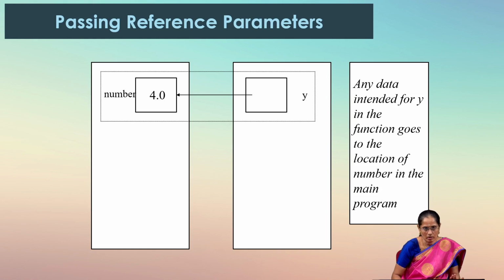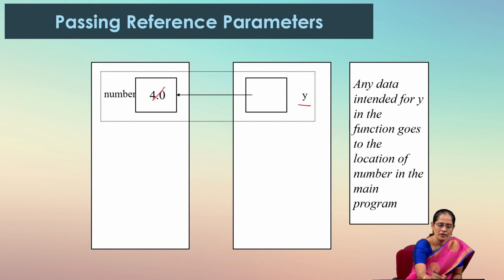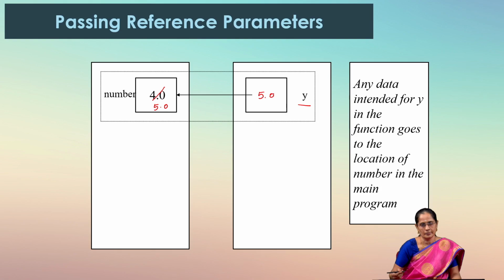Since we are passing the location, whatever updates we do will be reflected in that particular location. Assume that in this case the location of y is passed on to the variable number, which has already got a value 4.0. Now I am going to modify the value of number here. So, the value which is there in y will also be modified accordingly. This is the advantage of passing reference parameters.